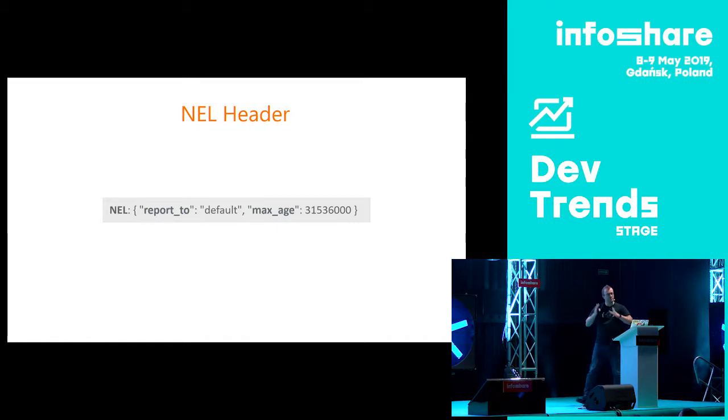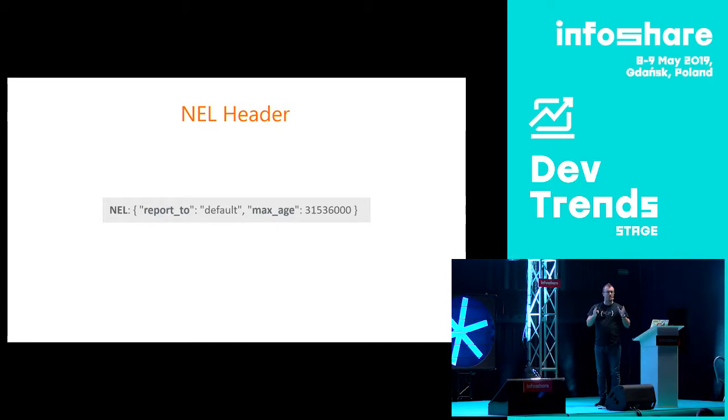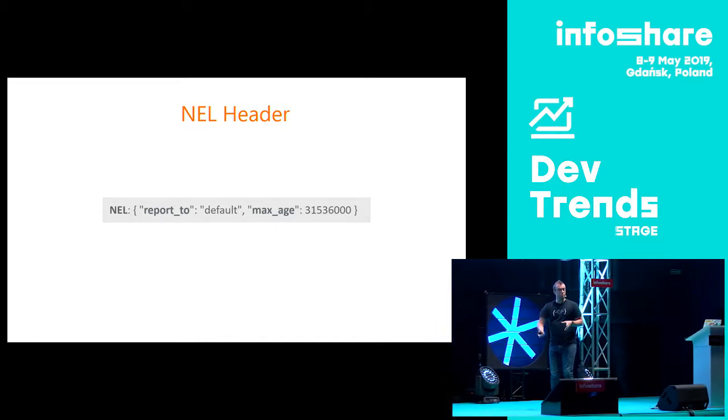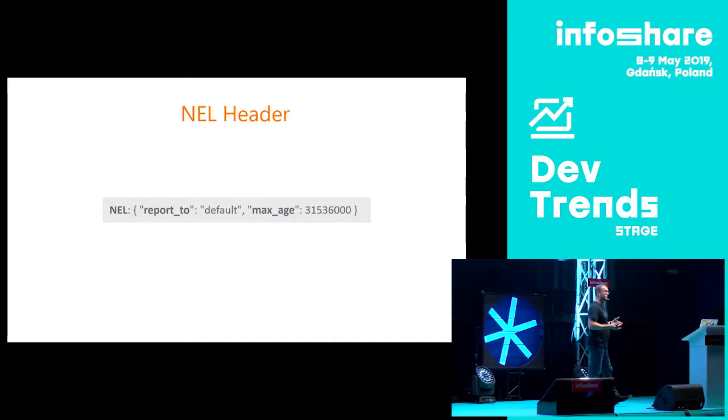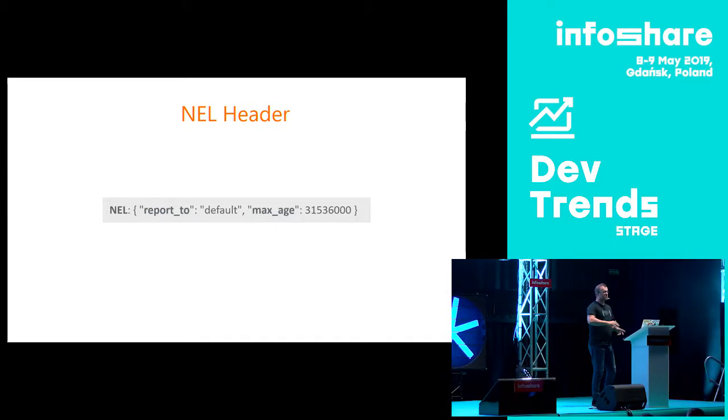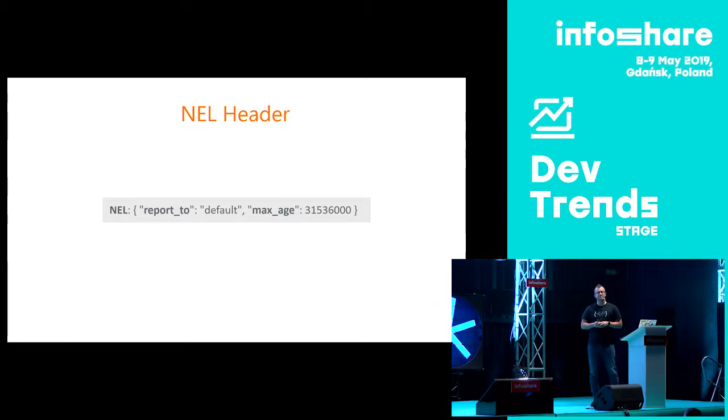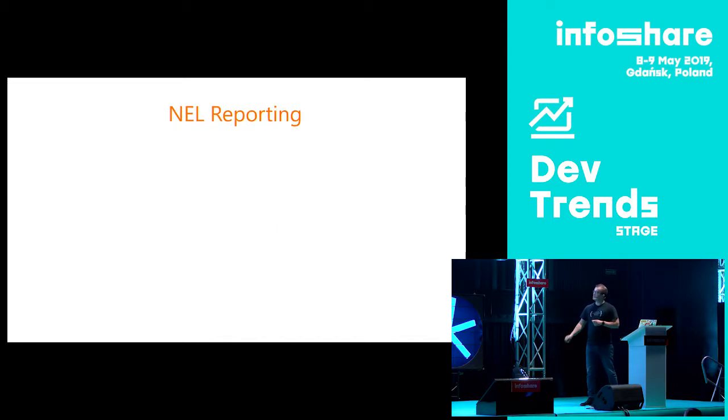Because remember, if the browser comes to your application now, everything will work, everything is fine. But if the browser comes back to your application tomorrow and it's broken, the browser needs to remember, what do I do when things break? This is why we have the max ages, and this is why the browser caches the policy. Because the next time they visit your application, we need it to know what to do. So NEL reporting is fantastic.